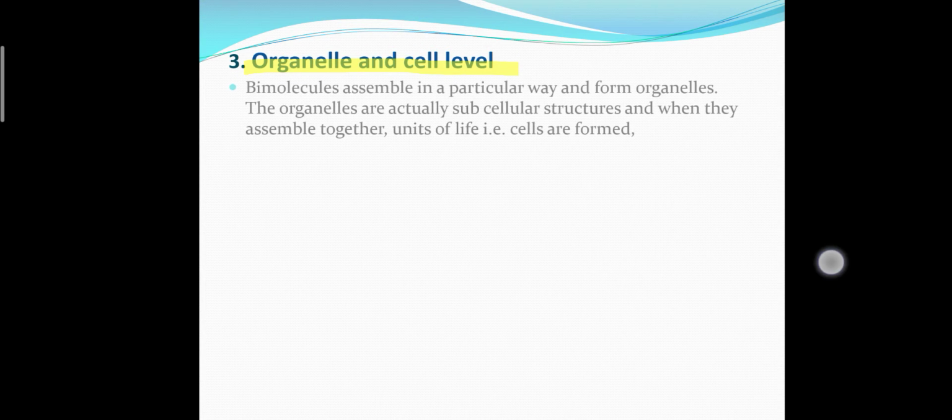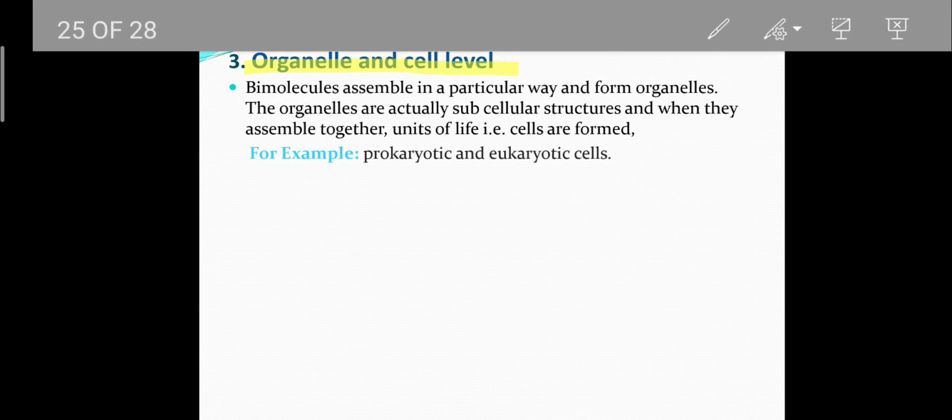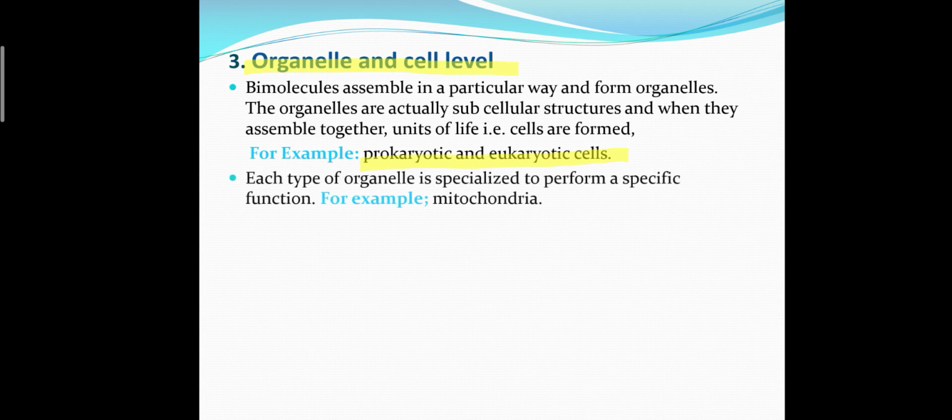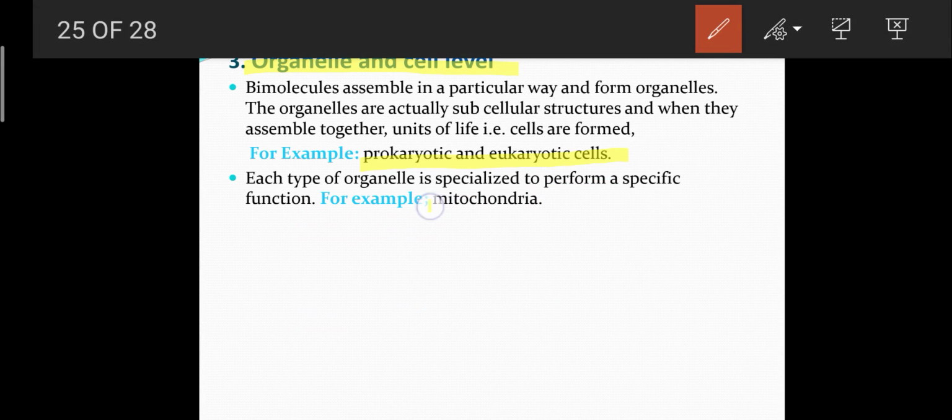What is the organelle and cell level? Biomolecules assemble in a particular way and form organelles. These organelles are subcellular structures and when they assemble together, they form units of life like cells. As we have discussed earlier, the cell is the basic unit of life, for example prokaryotic cells and eukaryotic cells. Each type of organelle is specialized to perform a specific function. For example, mitochondria is an organelle.